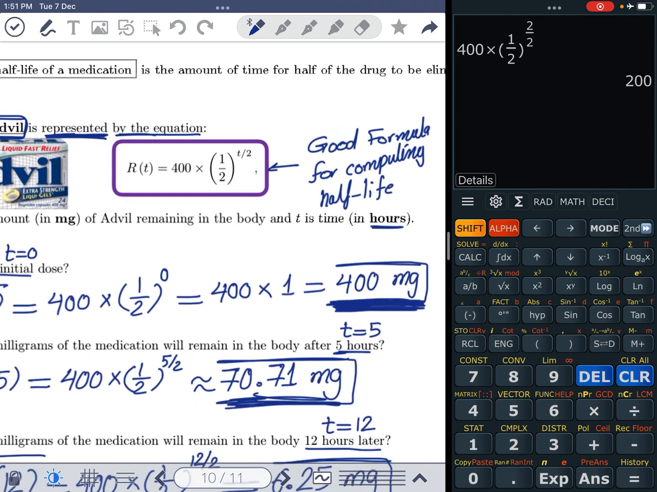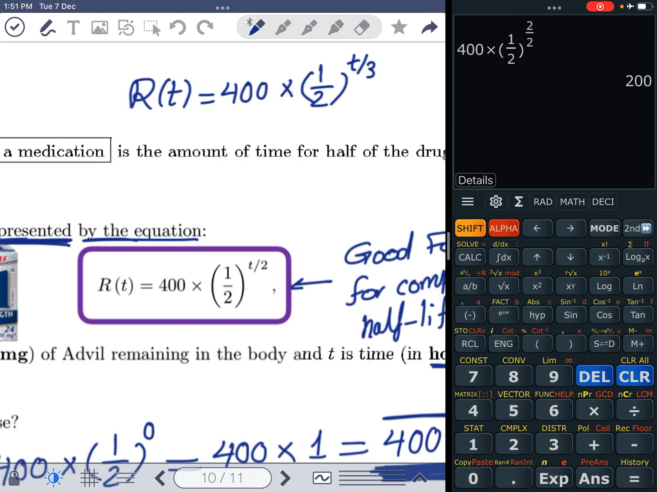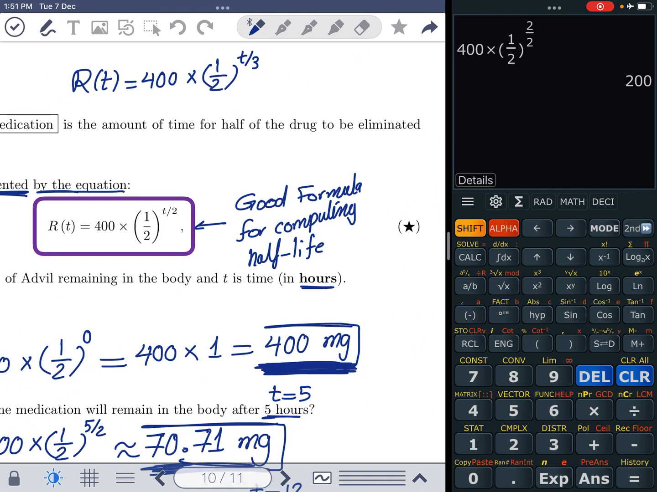Okay, so even if they tell you R of T is 400 times 1/2, let's say, to the T over 3, and you want to find the half-life of this, just make T over 3 equal 1, which means just make T equal 3. You will notice that if you have 3 here instead, you put just 3 for T, and you'll get the half-life correctly.